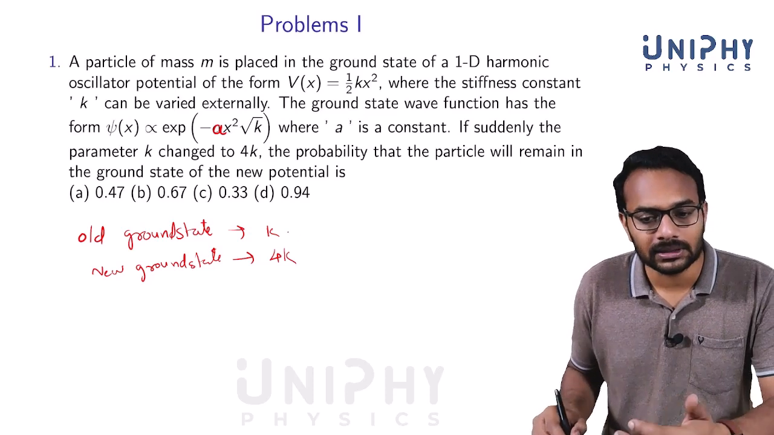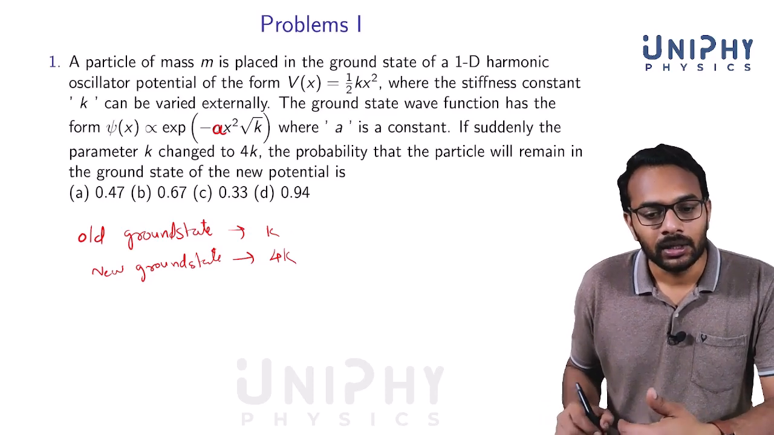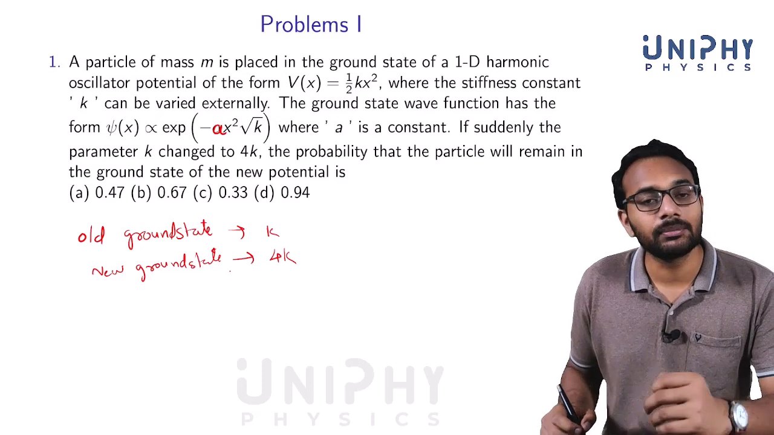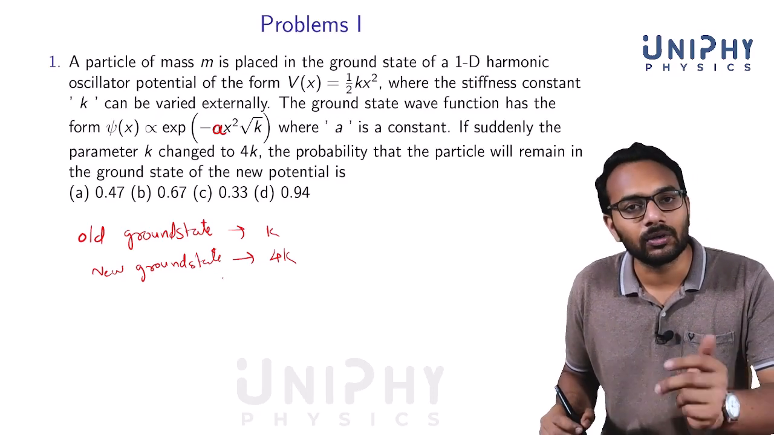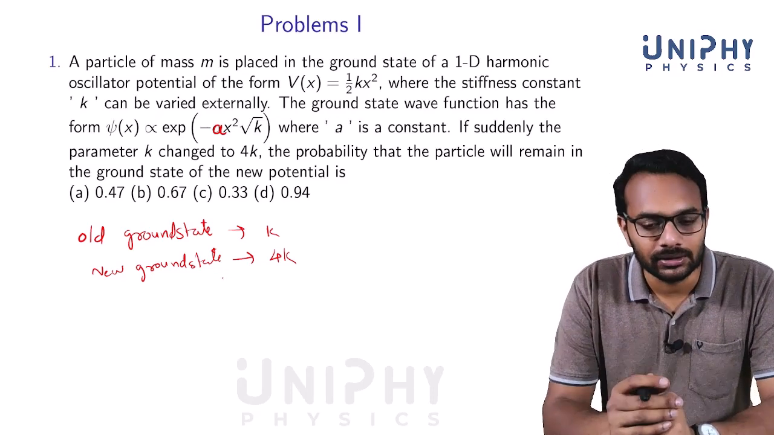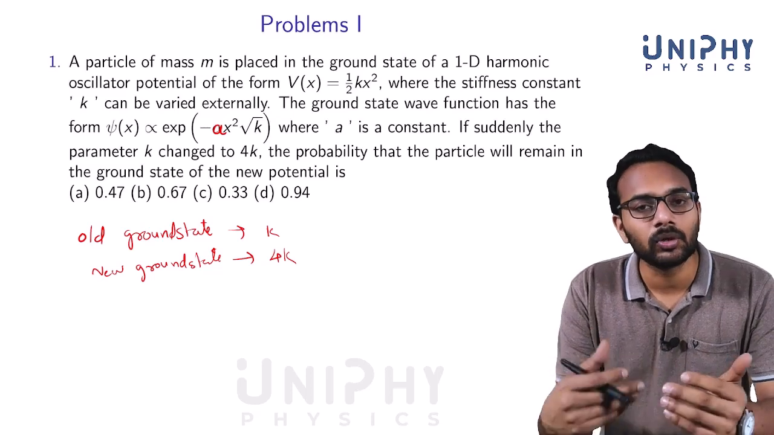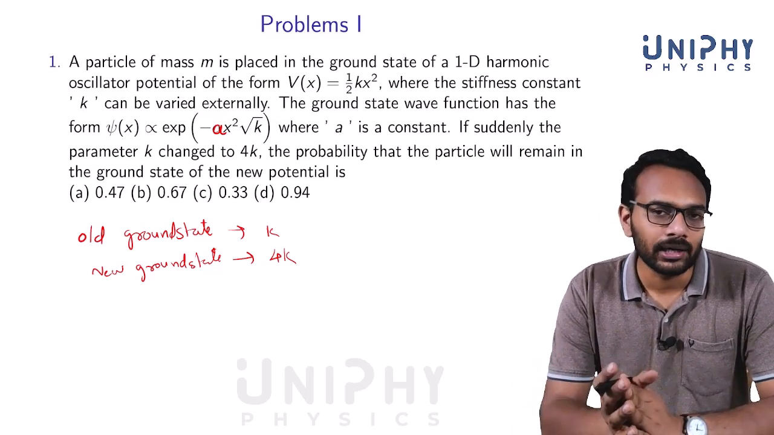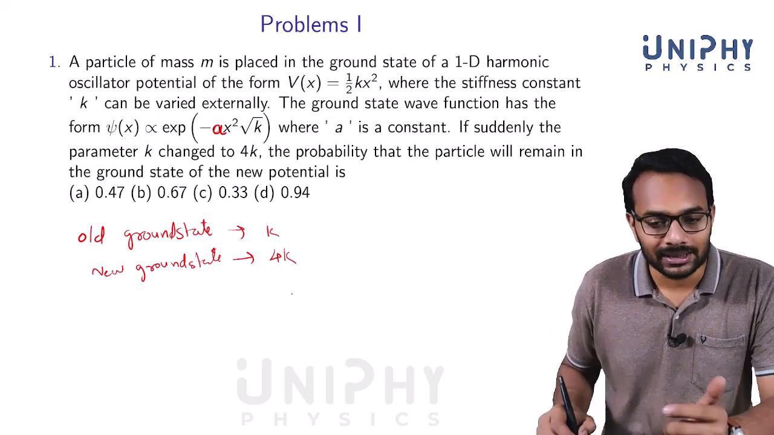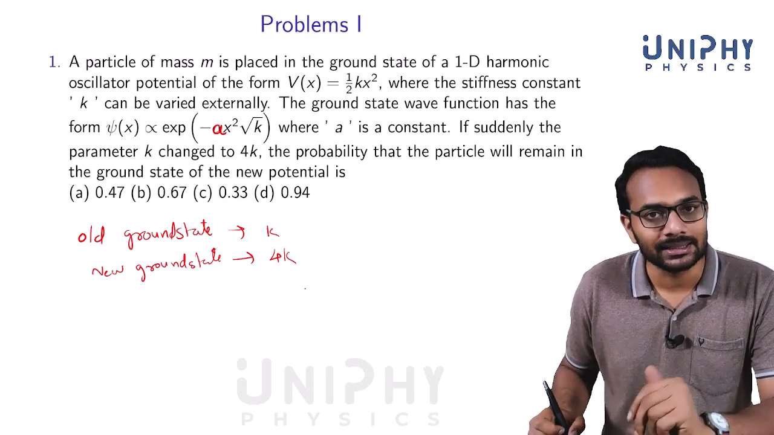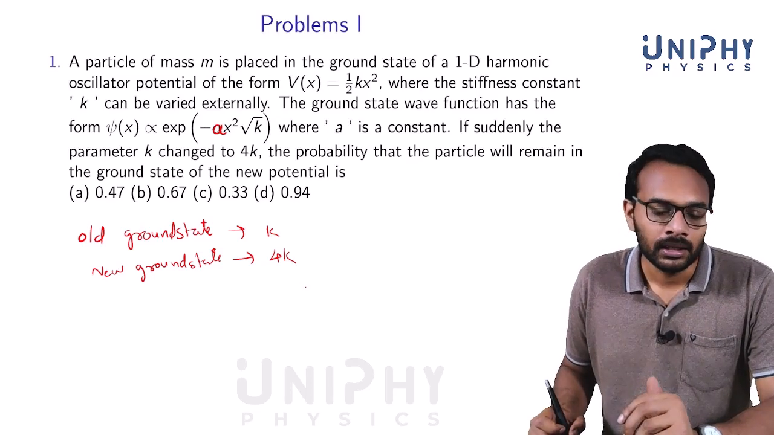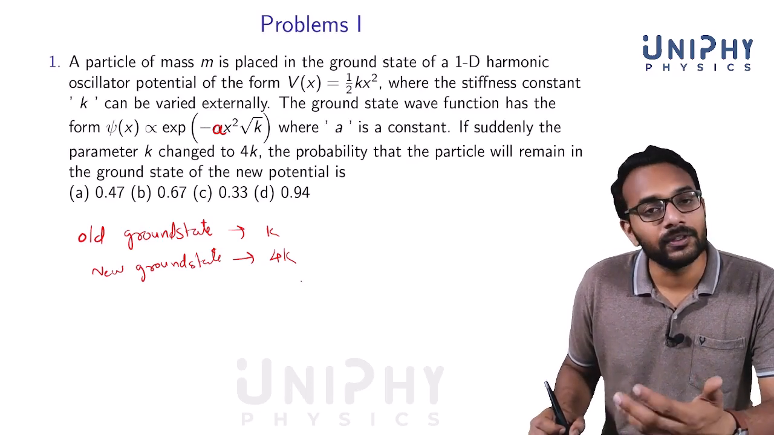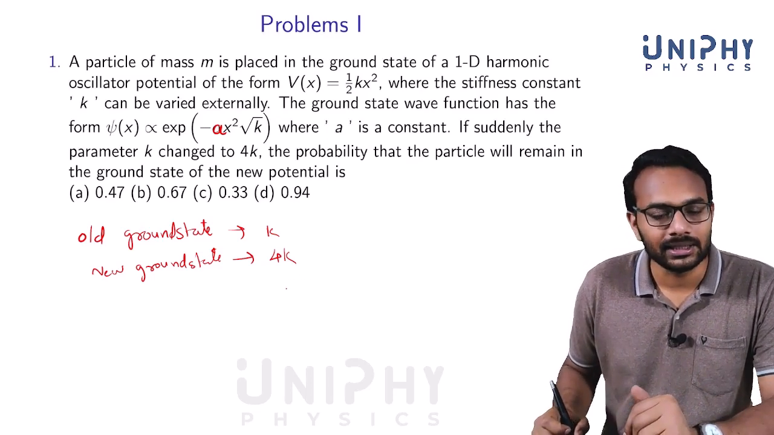But now something has changed, and now we have got some new ground states. What's the probability that the wave function will collapse, in the language of the Copenhagen interpretation, to the new ground state? That's the question. The basic idea is easy. We have done a similar problem when we were doing the infinite square well potential.